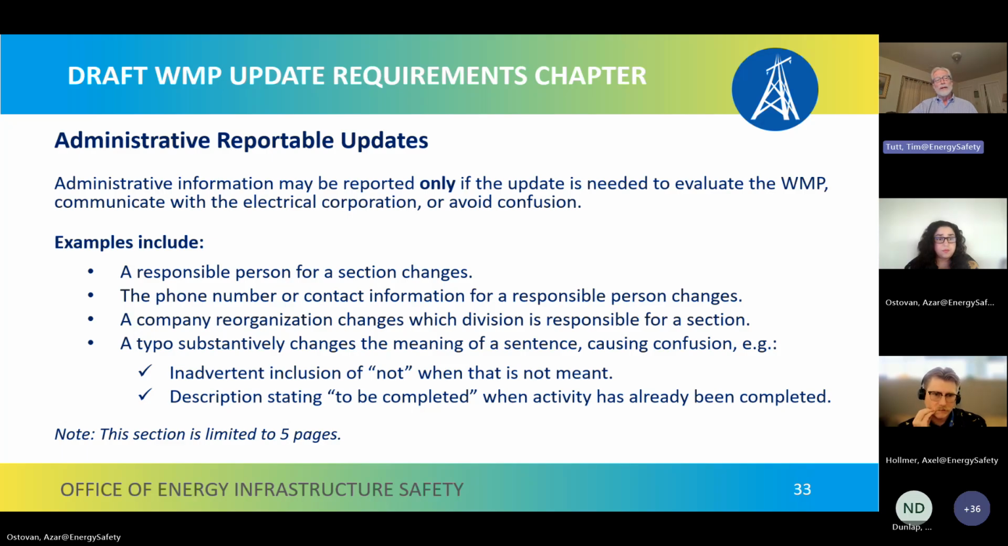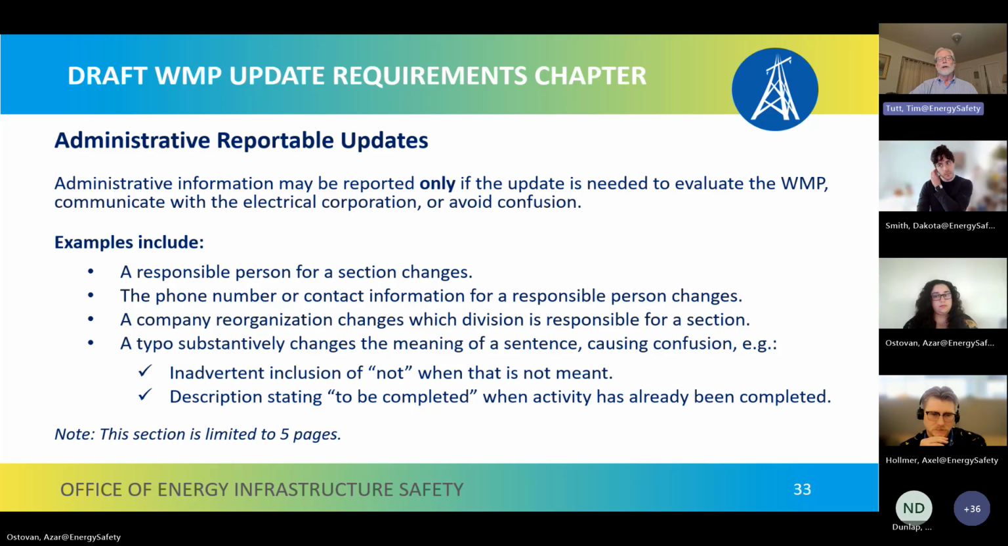An example would be if a responsible person for a section changes, then we would want to know what that change is so that if we have a need to communicate about that section, we would be able to understand who to talk to. Same with phone number or contact information. We would need to be able to understand how to get into contact with the person that we need to talk to address that particular section of the WMP update. And a company reorganization might be a cause for that kind of change.